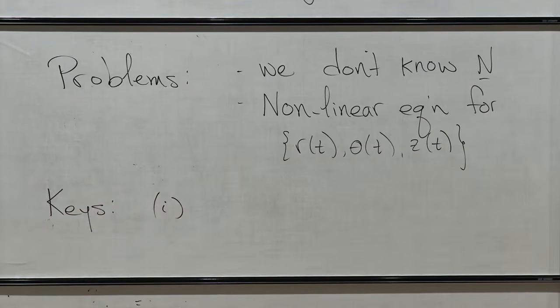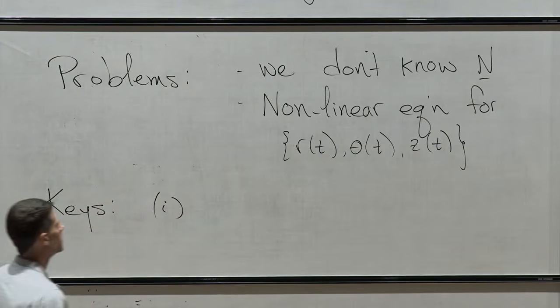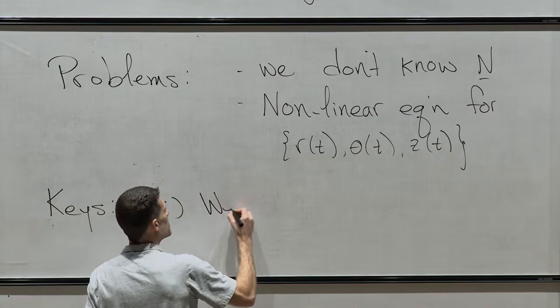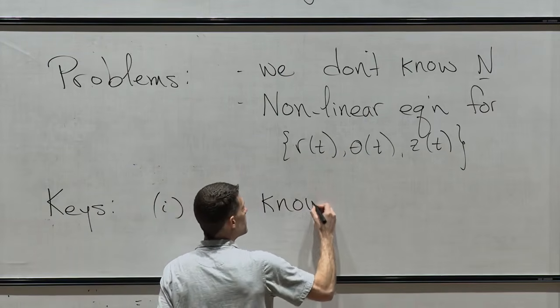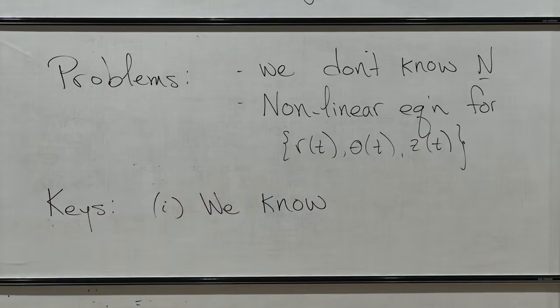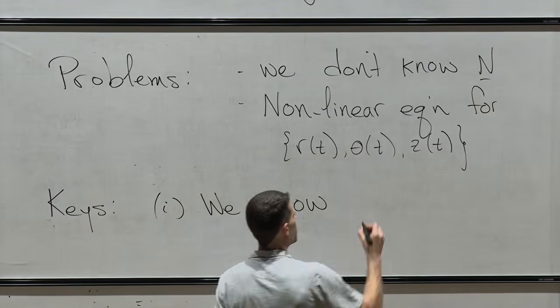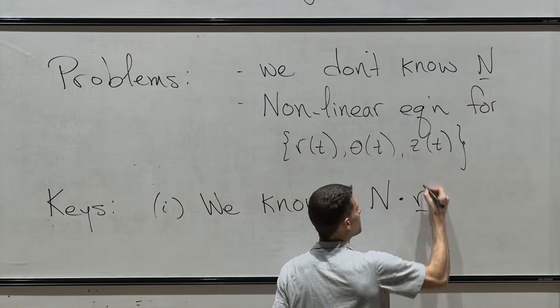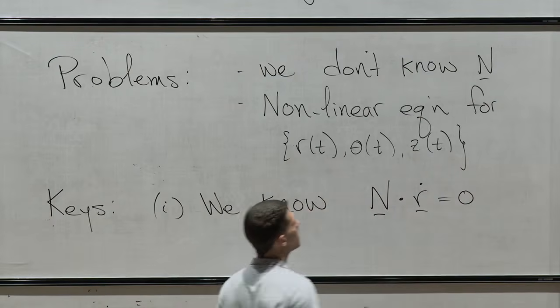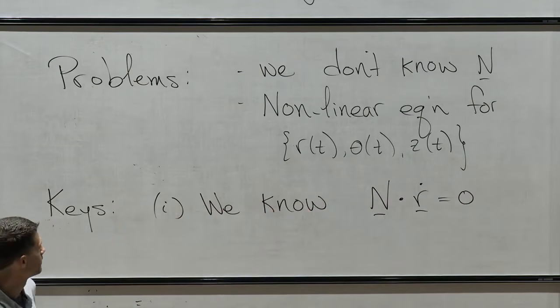So the keys, well, let's state things we know about n. So we know that n is orthogonal to the surface, but let me state that in a different way. R dot, the tangent, the velocity vector, is always in the surface, right? And whatever the motion is, the tangent vector points into the surface, and n is orthogonal to the surface, so I can write that as the statement that n dot r dot is 0. We'll think about how we might use that fact.